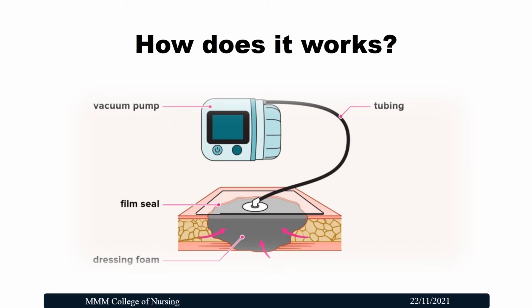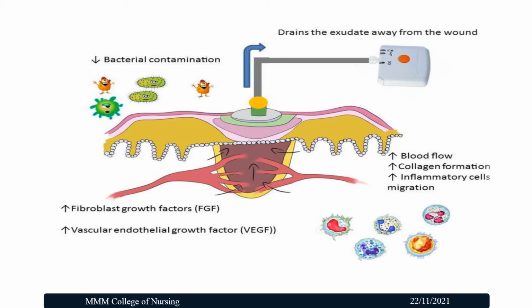By using special equipment, the wound bed will be covered and an airtight environment will be created, and it will be connected with a tubing to apply suction. Once the suction has been applied, it will remove all the exudates from the wound then and there. As the exudates are cleared then and there, it promotes wound healing in different ways.